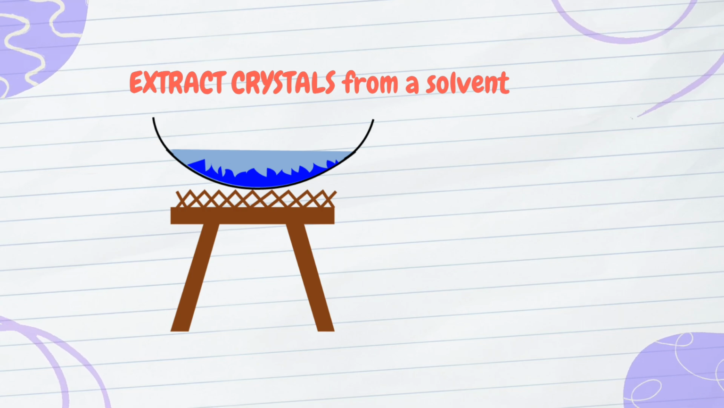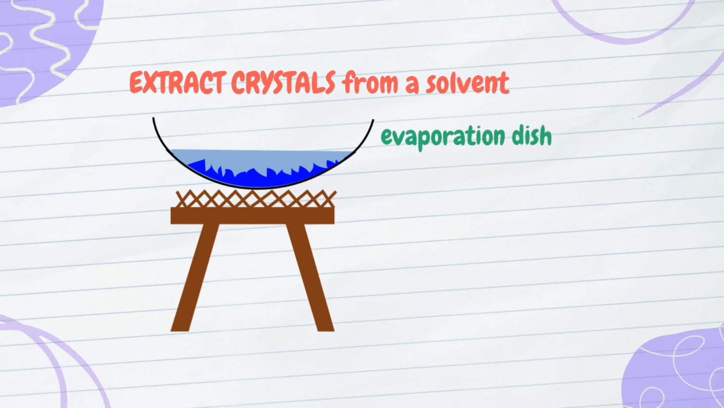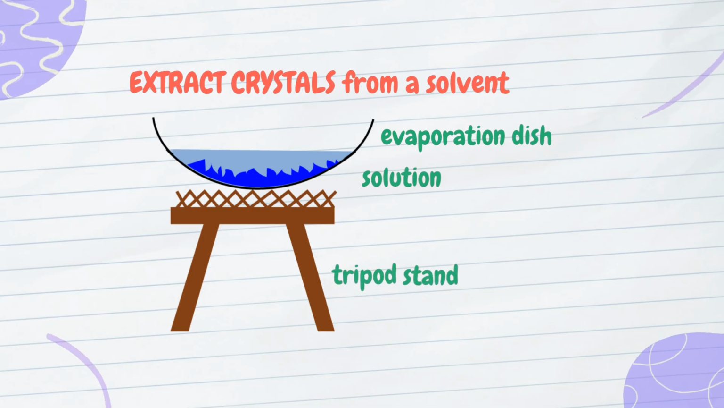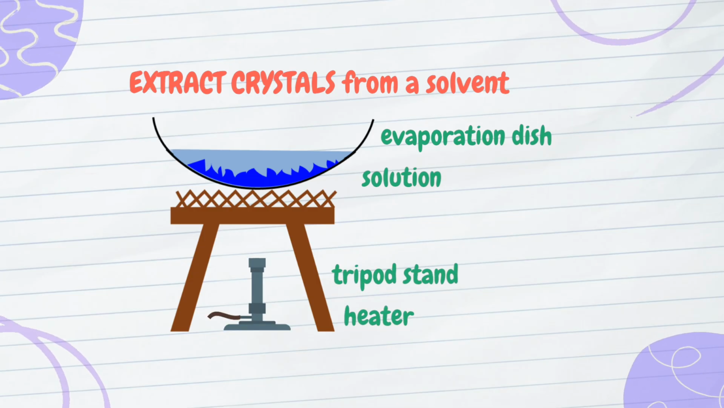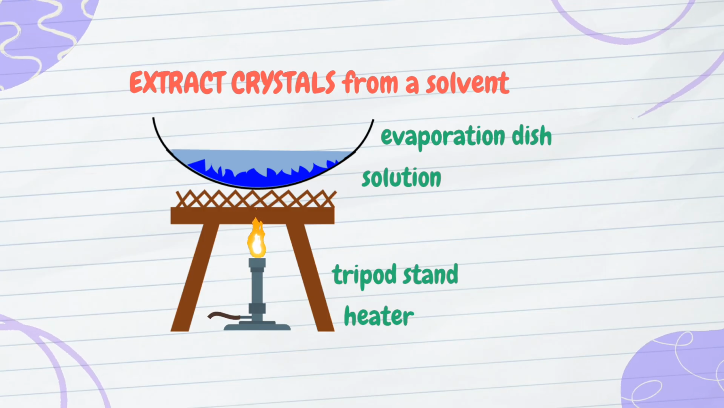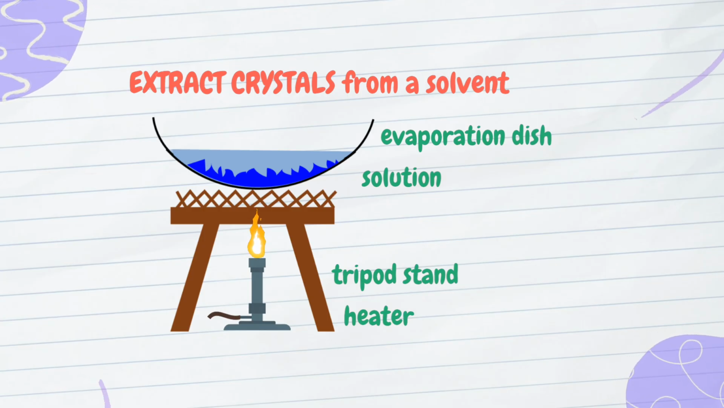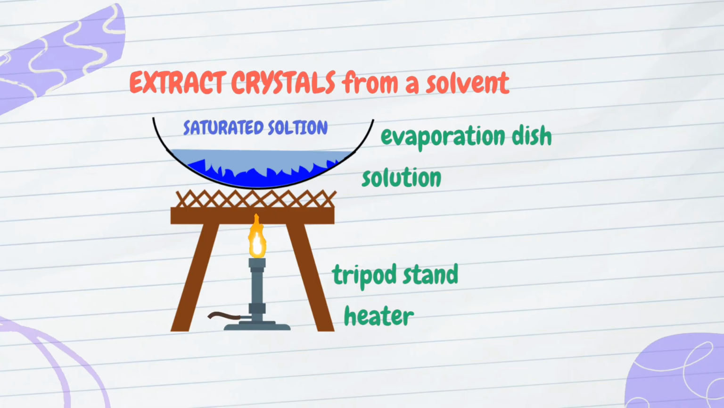The components of the evaporation setup include an evaporating dish, the solution for separation, the tripod stand, and the heat source such as a Bunsen burner. The solution is carefully placed on the evaporation dish and gently heated. This controlled heating process facilitates the evaporation of excess solvent, resulting in a saturated solution.